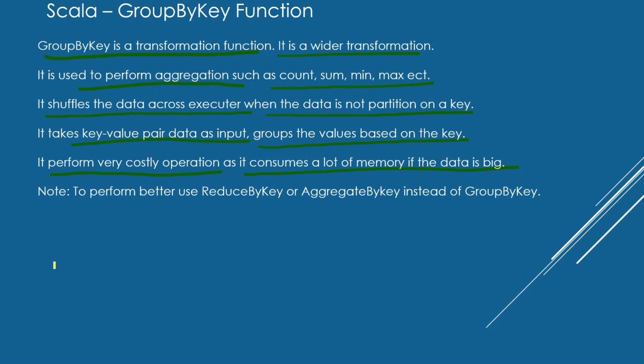As I mentioned, reduceByKey and aggregateByKey do the transformation at the very last stage. Hence, to perform better, use reduceByKey and aggregateByKey instead of GroupByKey. You can get the same result with reduceByKey, aggregateByKey or GroupByKey, so it is advisable not to use the GroupByKey function. Always use reduceByKey or aggregateByKey.